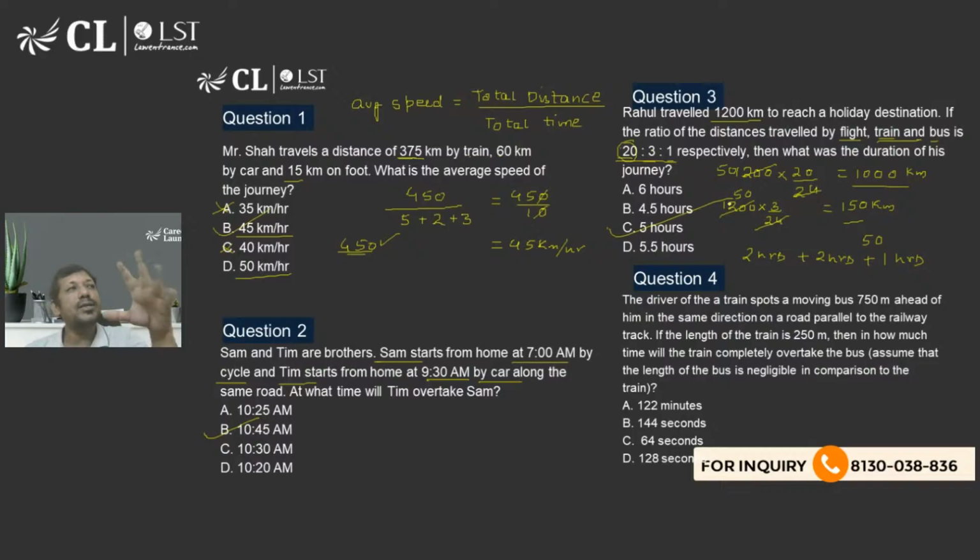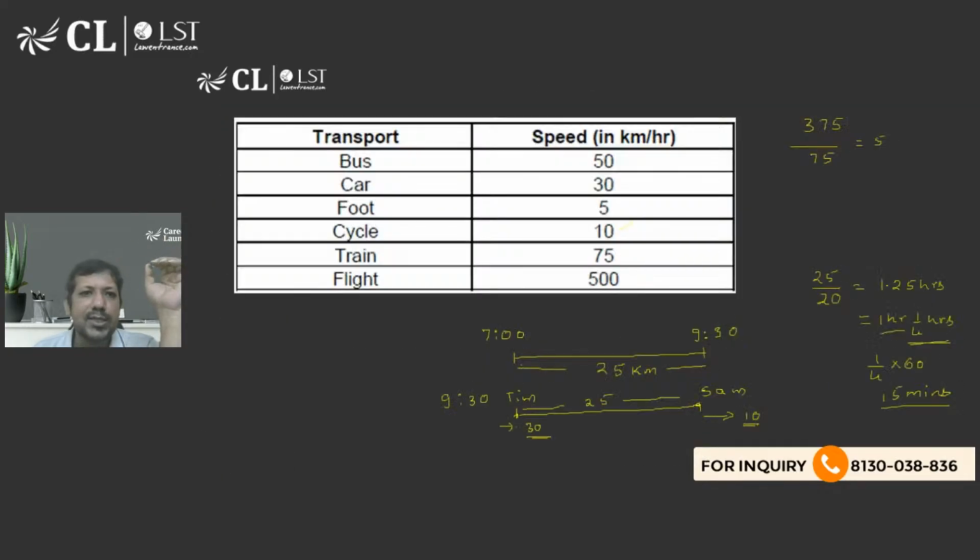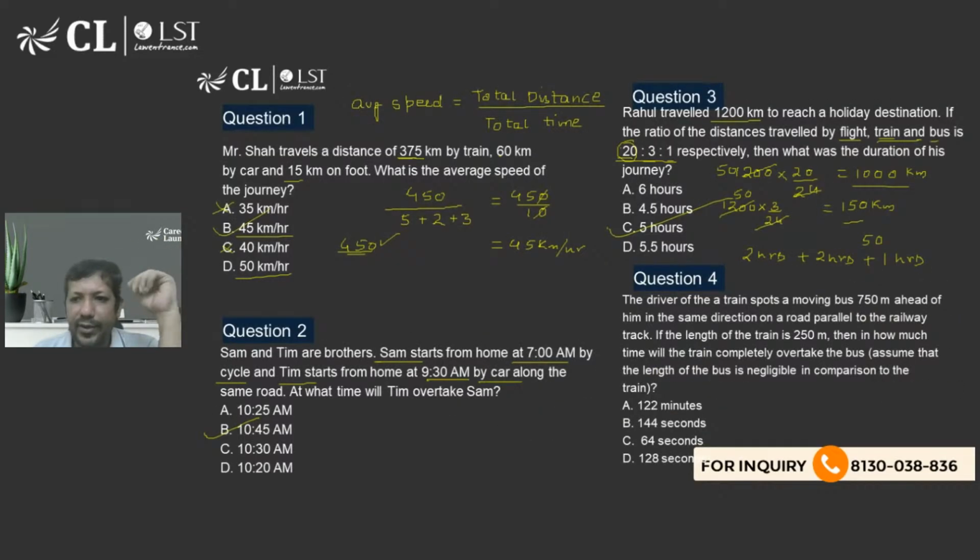Okay. So basically here we are going to use a basic concept of train. Now what is the concept of train? So let me write the speeds first. Bus is 50, train is 75. Okay, so I got 50 and 75. Train is 75, bus is 50.